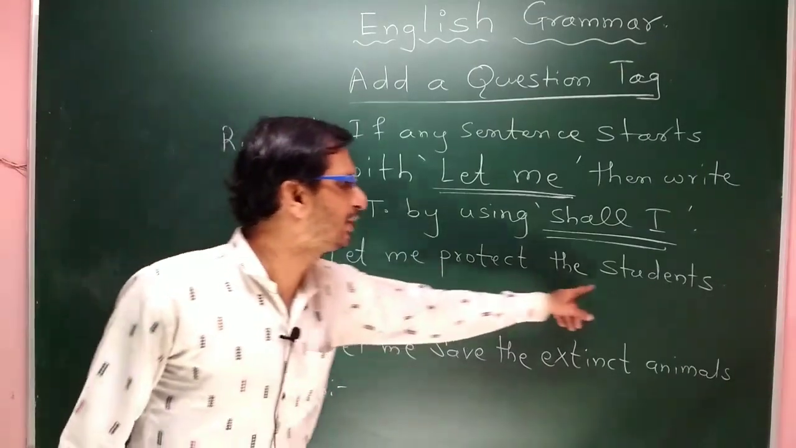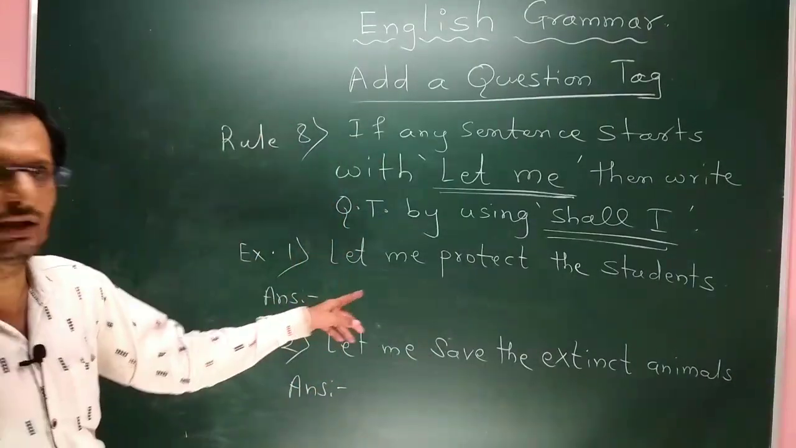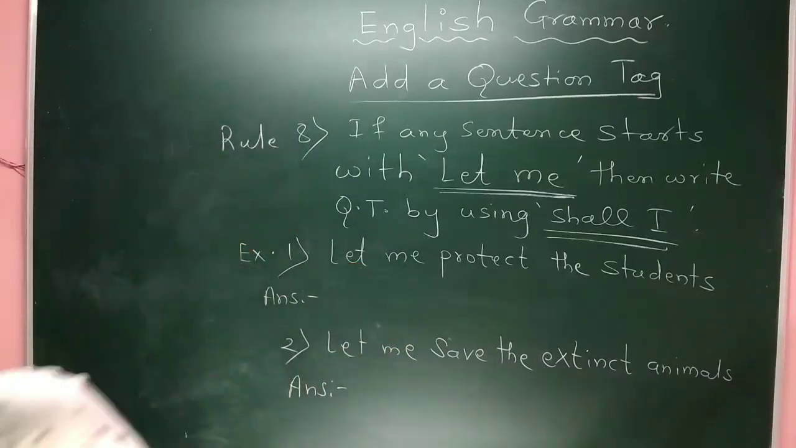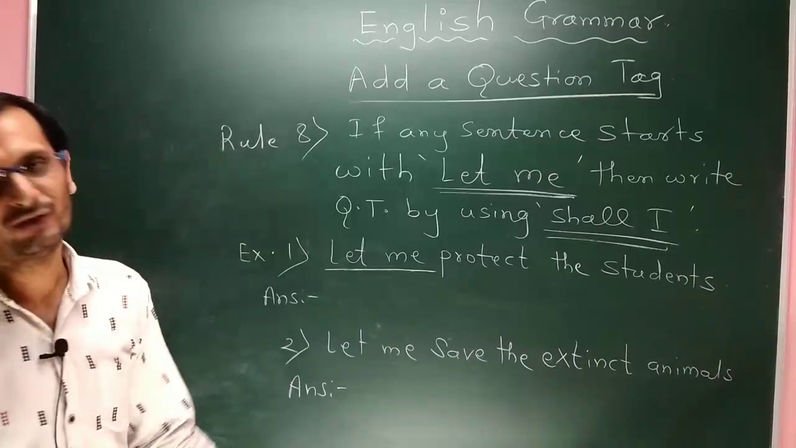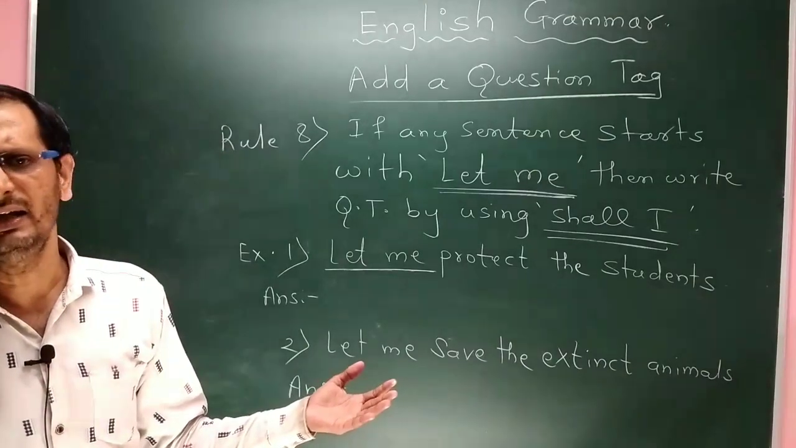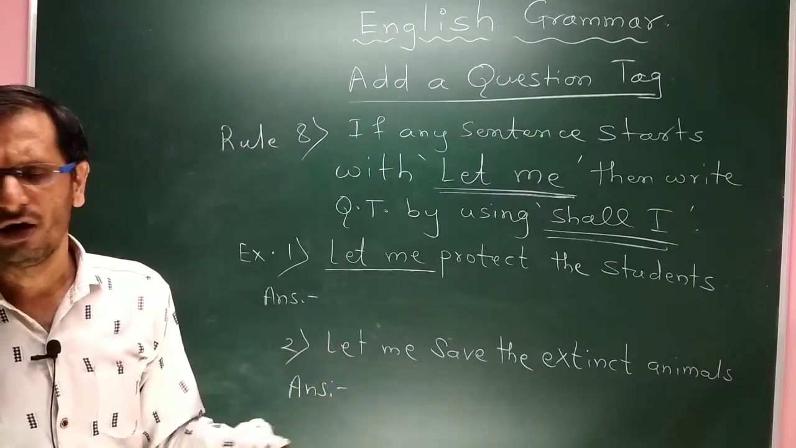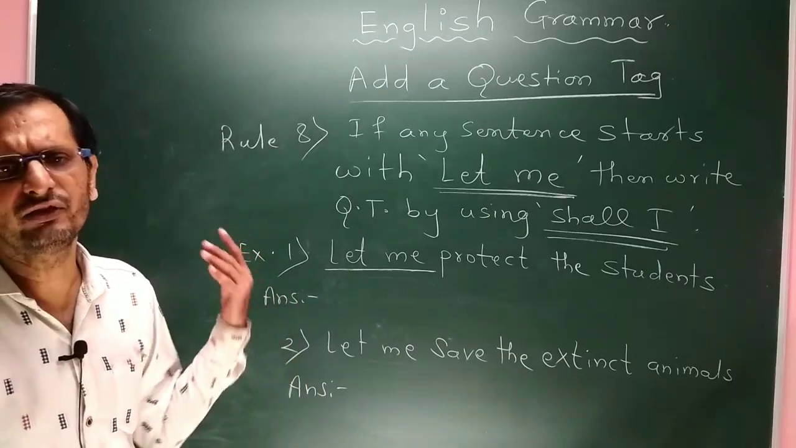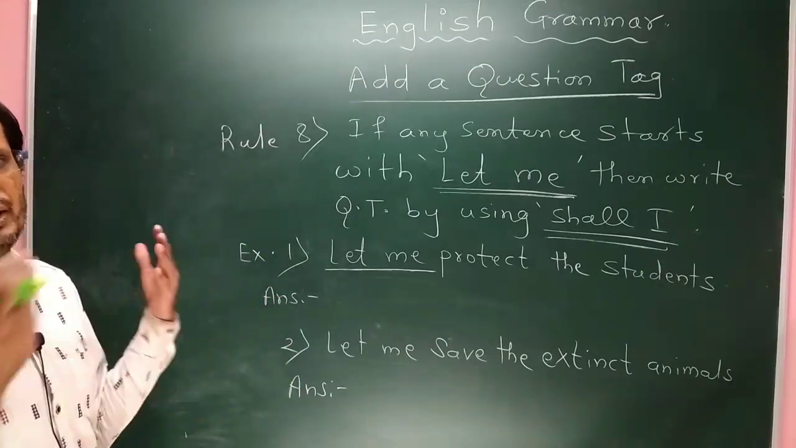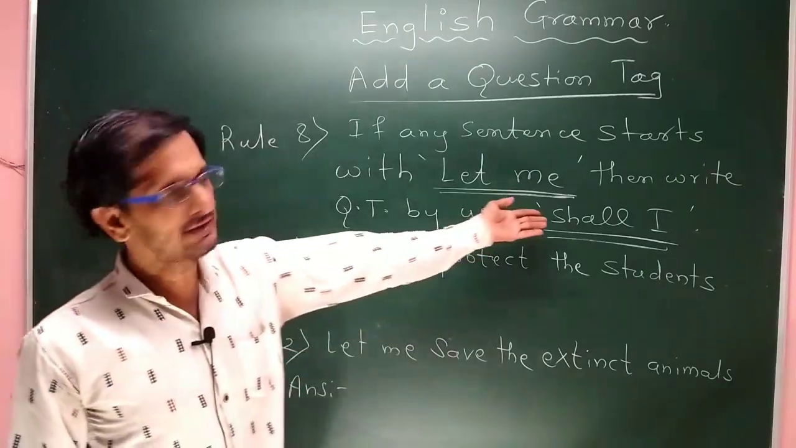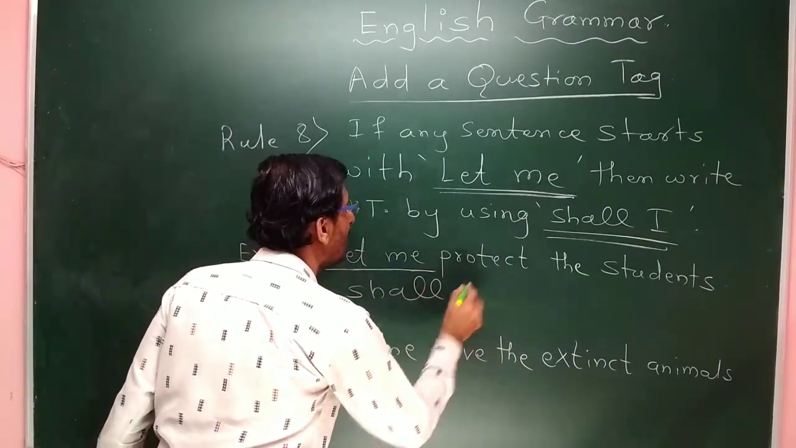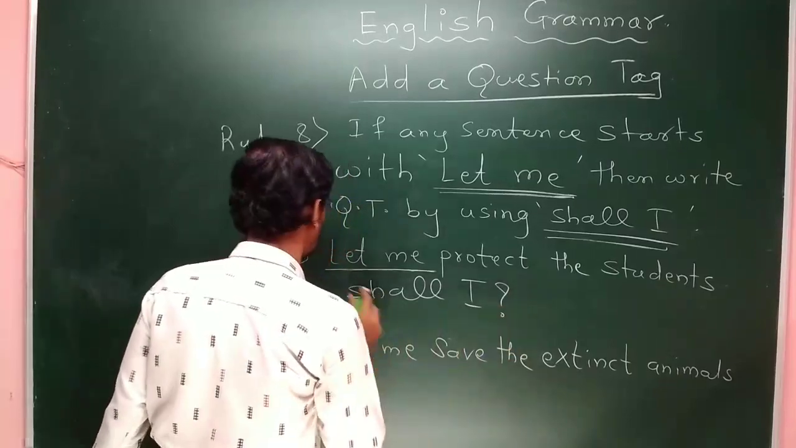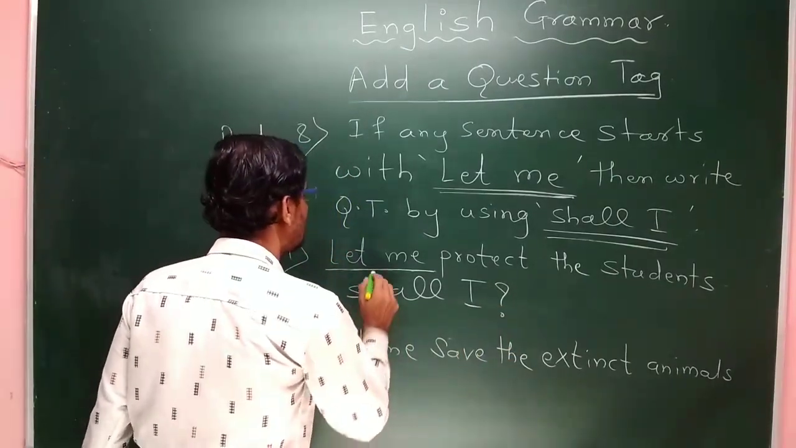Let me protect the students. So the start of the sentence is nothing but "let me". So obviously, you have to follow the rule blindly, or you have to learn it by heart, or you have to understand it. It's very simple, and the answer is also very simple. Actually, the answer is given already in the rule. So, shall I? In the exam you have to learn it by heart, or you have to understand it.